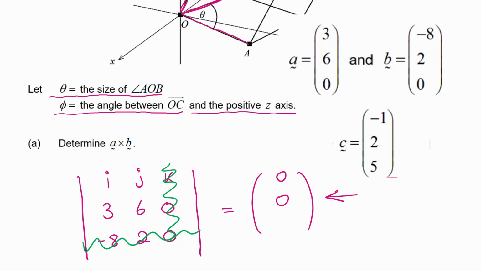Now, I've covered up the wrong thing down there. What I meant to cover up, of course, was the top. And so what do we get? We've got 3 times 2, which is 6. Take away 6 times negative 8, which is negative 48. So 6 plus 48 is 54.